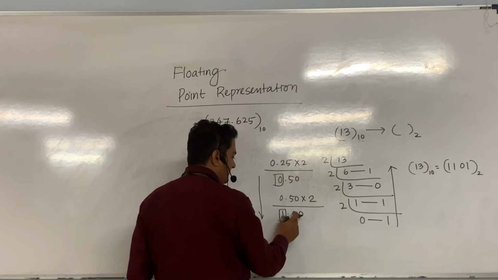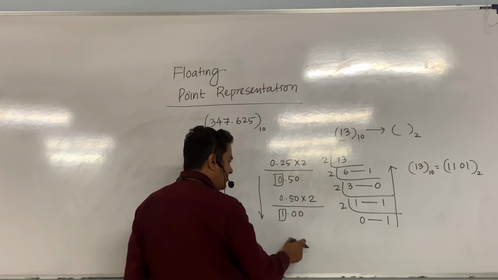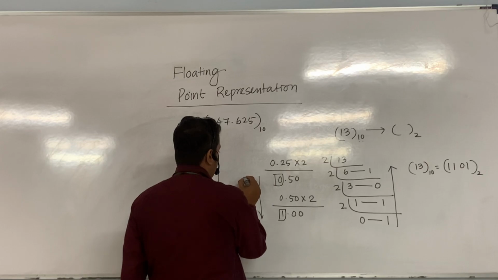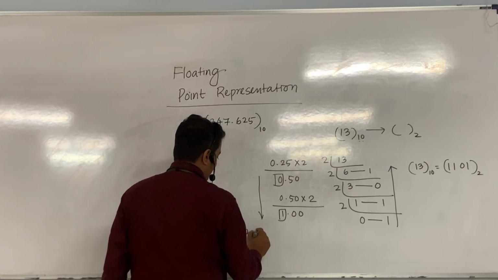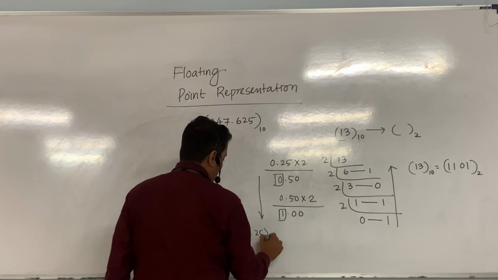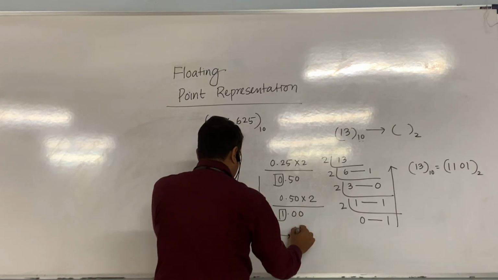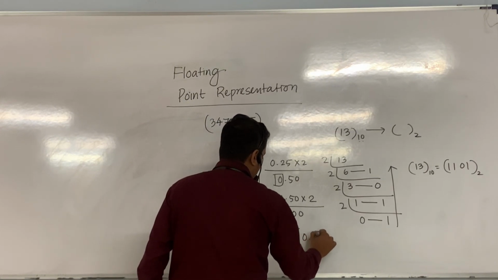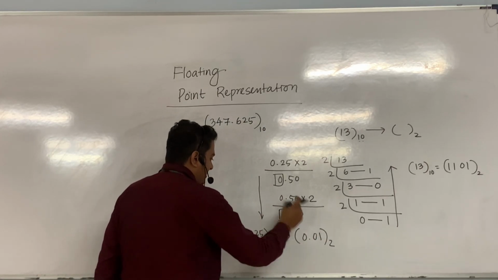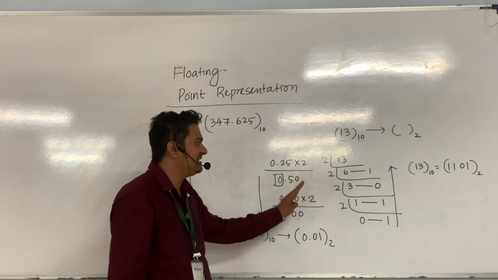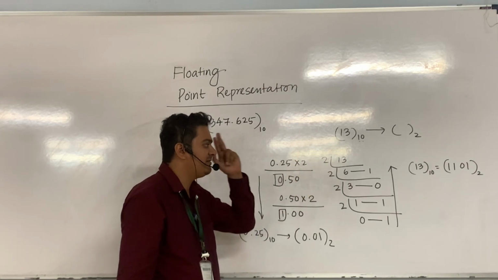Now after the decimal point the values become 0, so no need to go further. Now I go from top to bottom: 0, 1. So 0.25 in decimal can be represented as 0.01 in binary. From the top to bottom you have to go. This is basically the conversion from decimal number to binary number.